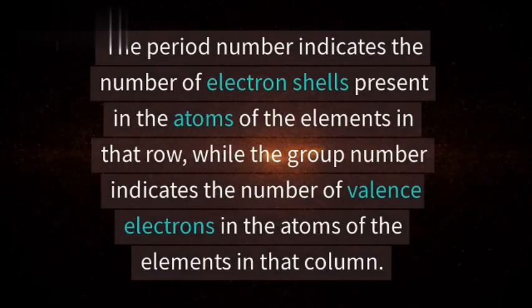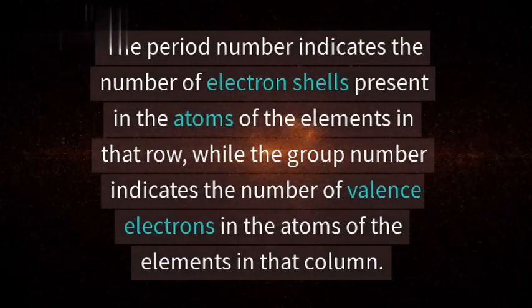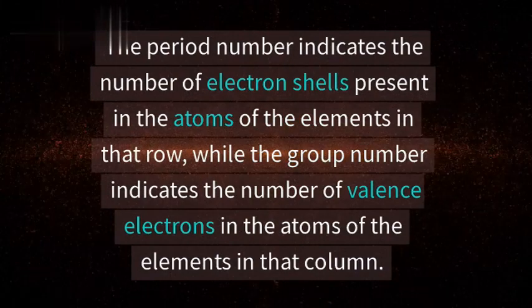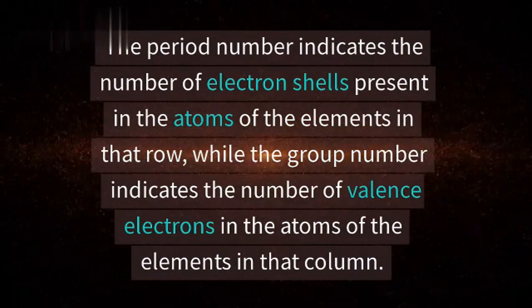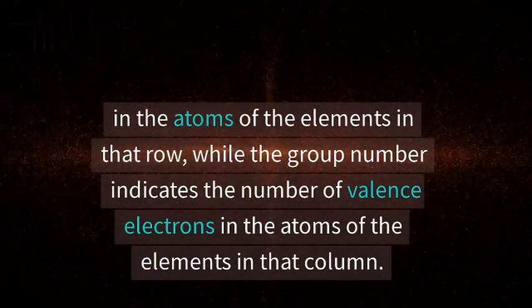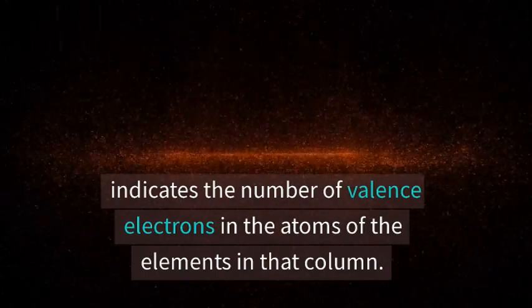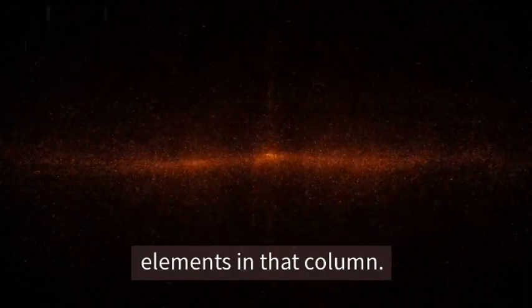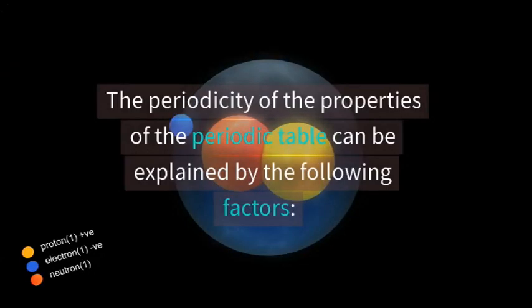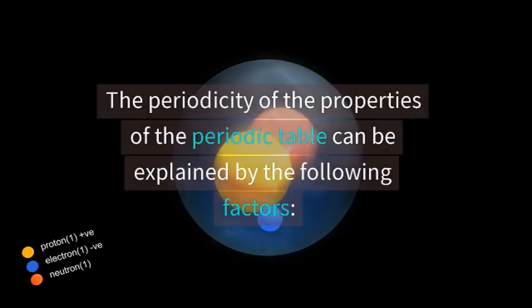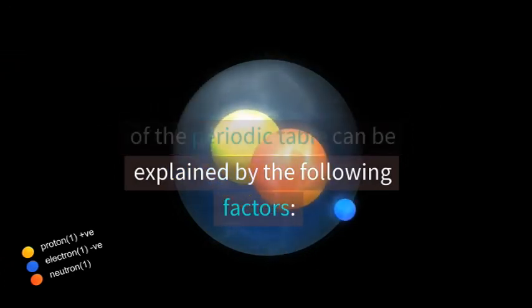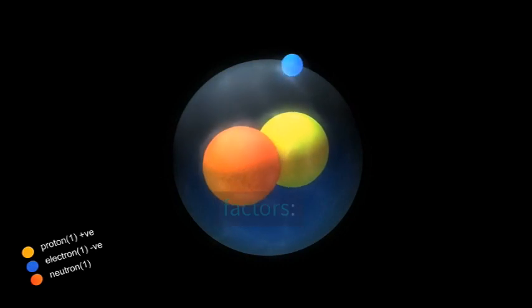The period number indicates the number of electron shells present in the atoms of the elements in that row, while the group number indicates the number of valence electrons in the atoms of the elements in that column. The periodicity of the properties of the periodic table can be explained by the following factors.